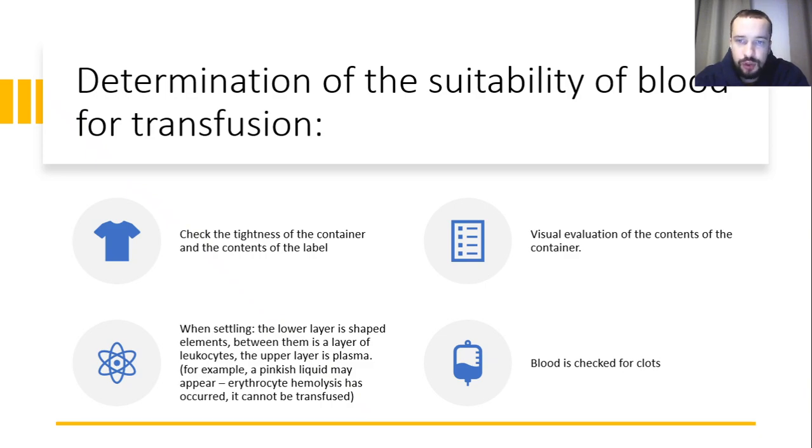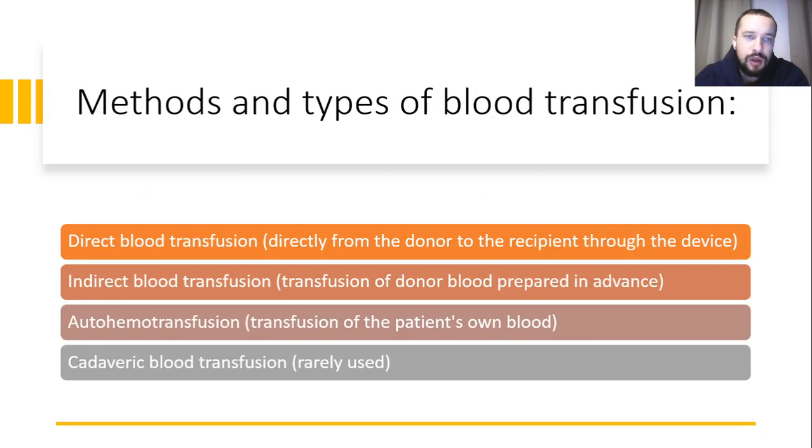Visual evaluation of the contents of the container. When setting, the lower layer is shaped elements, between them is a layer of leukocytes. The upper layer is plasma. For example, a pinkish liquid may appear. Erythrocyte hemolysis has occurred. It cannot be transfused. Blood is checked for clots.